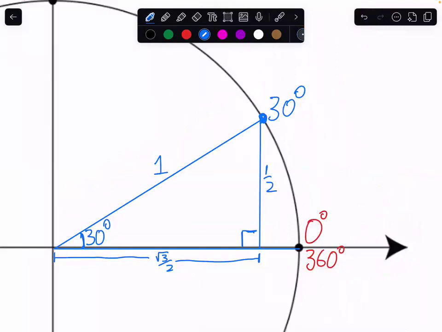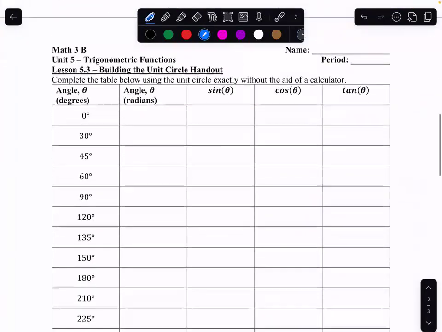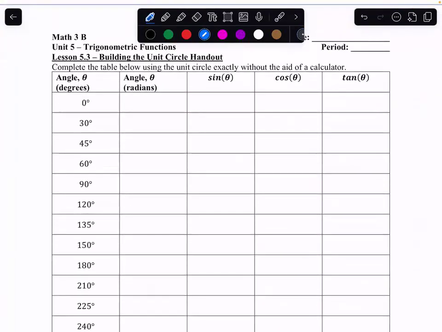Before I continue, are there any questions about what I've labeled so far? Okay, now if you look at the other handout, the one with the chart, we're basically going to do the same thing I had you do on the previous worksheet. We'll skip the 0 degrees for now and go to the 30 degrees. Let's figure out the sine, cosine, and tangent of 30 degrees.